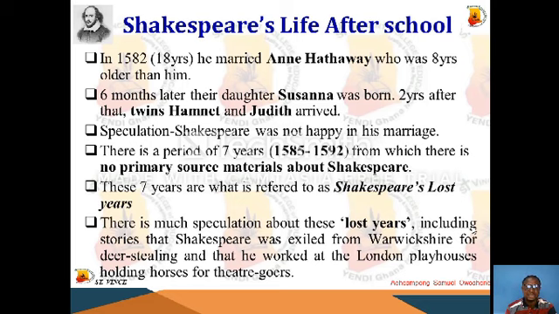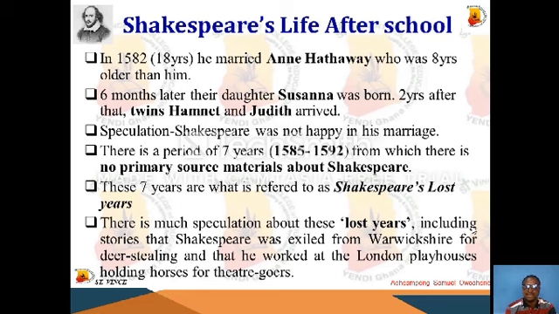But there is a period in Shakespeare's life of 7 years from which no primary source about Shakespeare could be found. Nobody knew where he was, nobody knew what he was doing. There is nothing about Shakespeare's life within these 7 years, from 1585 to 1592. And these 7 years that are unaccounted for are what we refer to as Shakespeare's lost years.